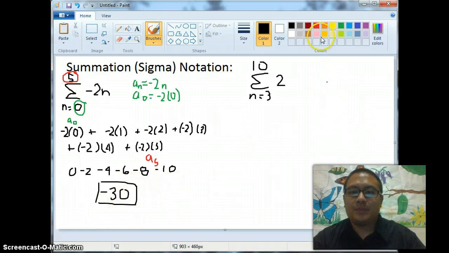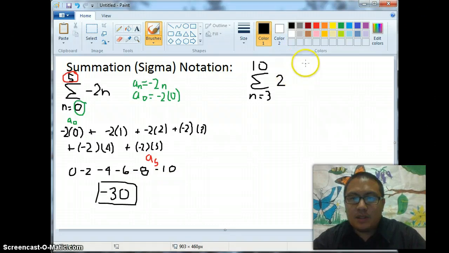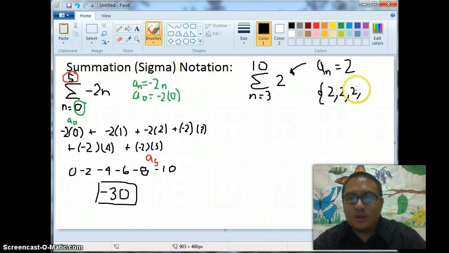Alright, now for the other one. This is a sequence, right? This would be the sequence of a sub n equals 2. Now, what does that sequence look like? 2, 2, 2, 2, because it's not changing, right? So let's check. A sub 3 is equal to, well, there's nothing to change n to. You only change this n. You change this n to 3, and there's nothing else to change. There's no n over here. See how this one has an n? So this one just stays at 2.